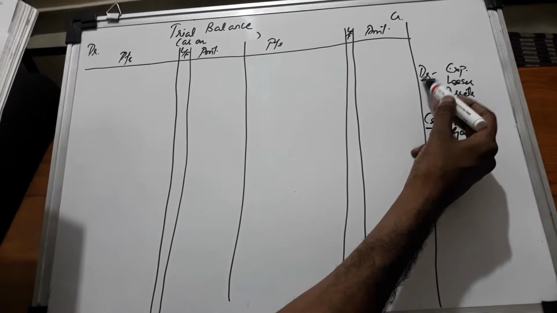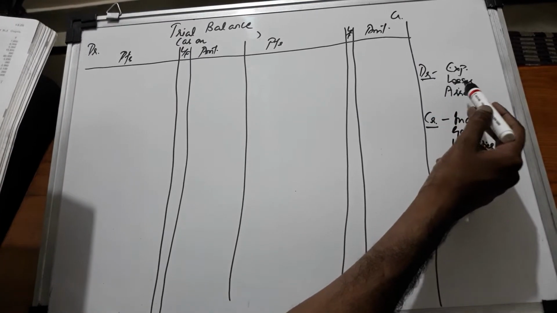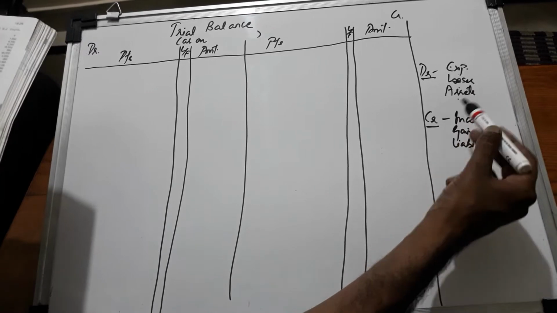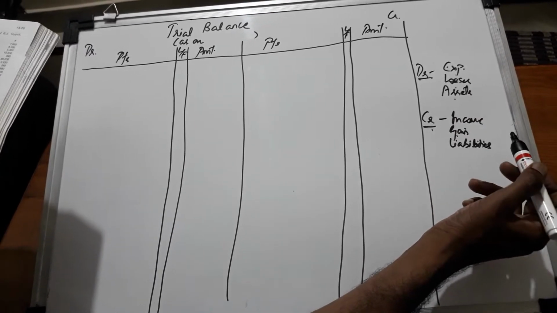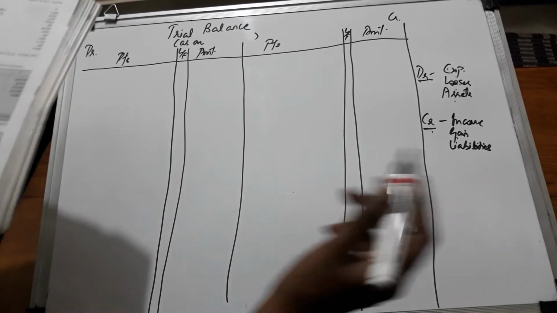On the debit side only expenses, losses and assets are going to appear, and on the credit side only income, gains and liabilities are going to appear. Now we are going to start and just identify it.